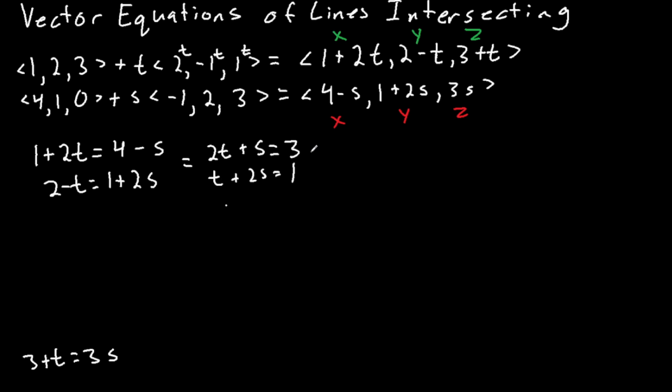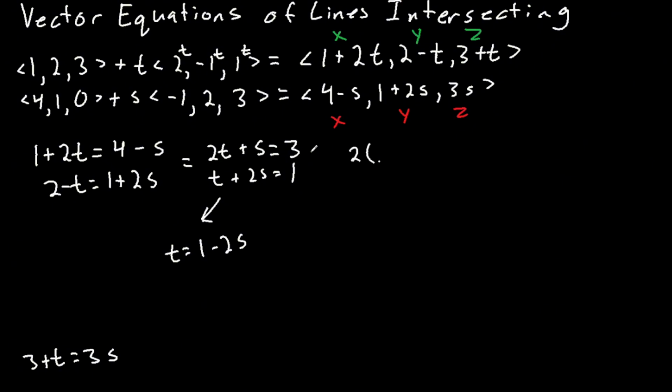I think this problem will be easier to use substitution. So what we can actually do, we can turn this form right over here into, I don't know, t is equal to 1 minus 2s. And we can actually substitute this t back into this equation.